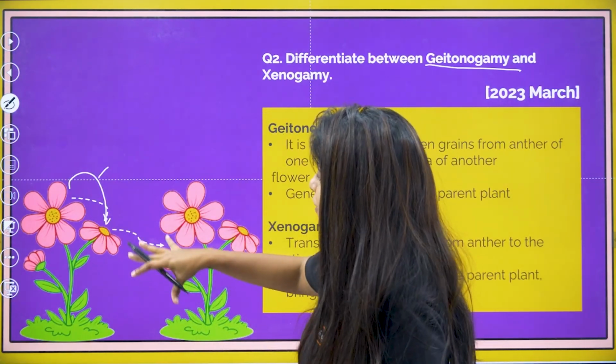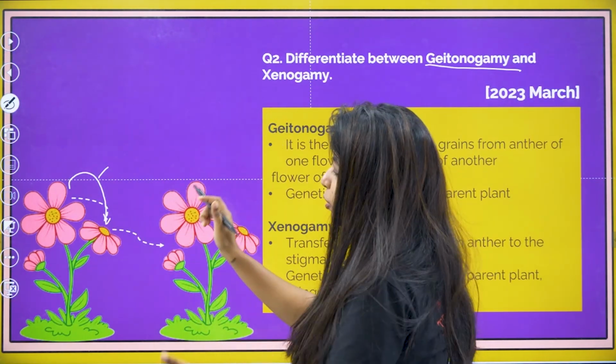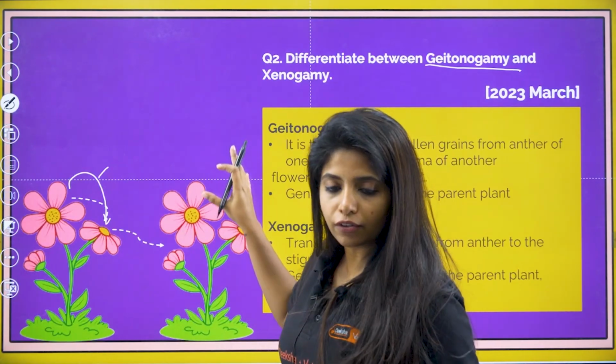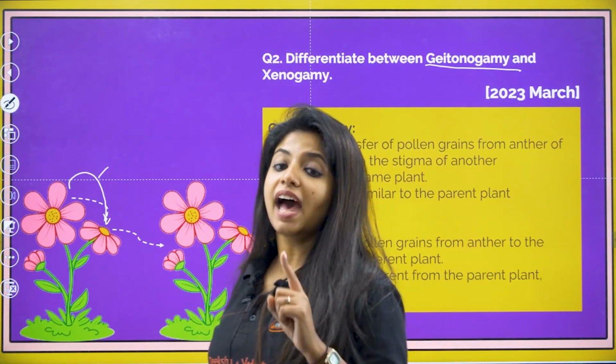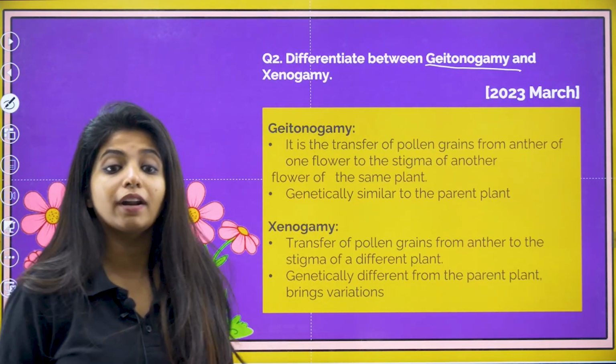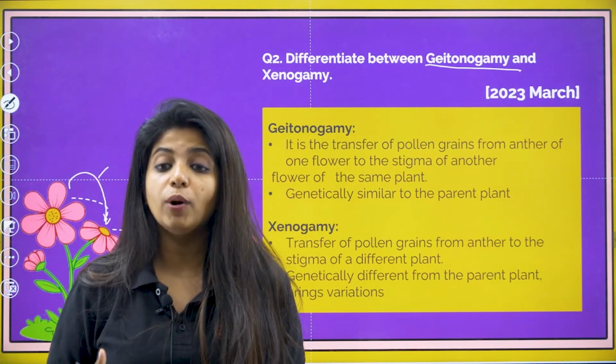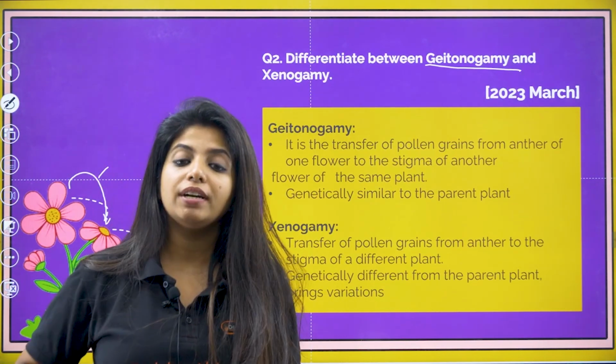Now on the other hand, if you have a totally different plant over here, a totally different flower over here, and from here to here pollination is happening, first of all, it's cross pollination, and genetically the progeny which are going to arise, my dear children, will be of what? A different type as well. There will be genetic variation.